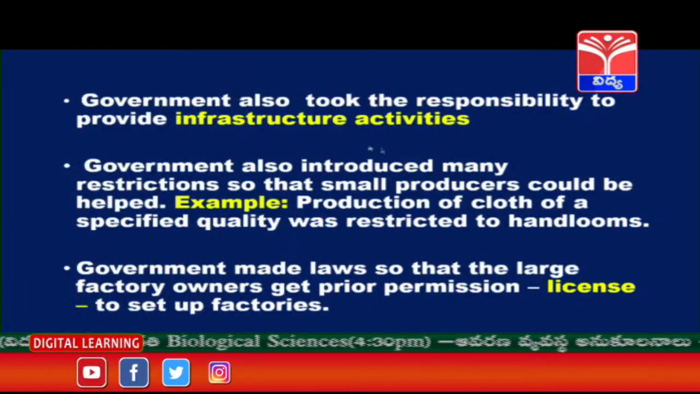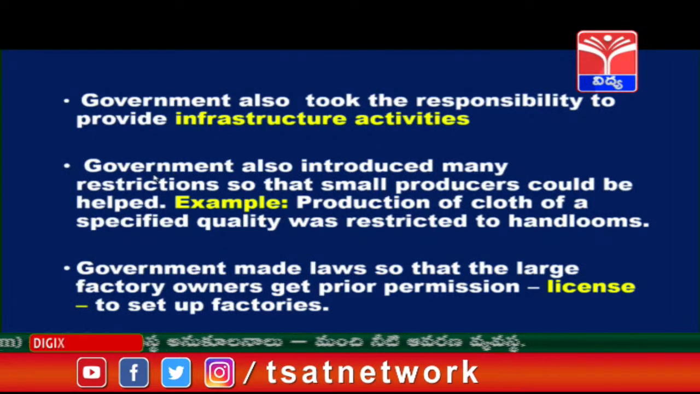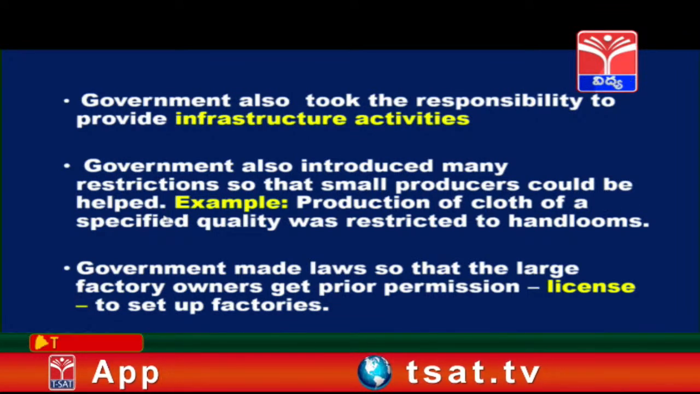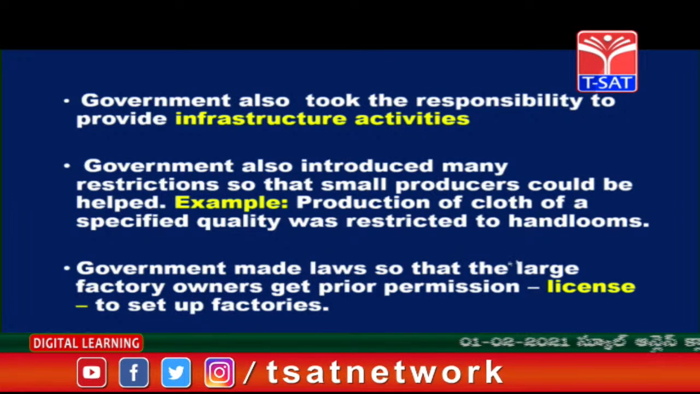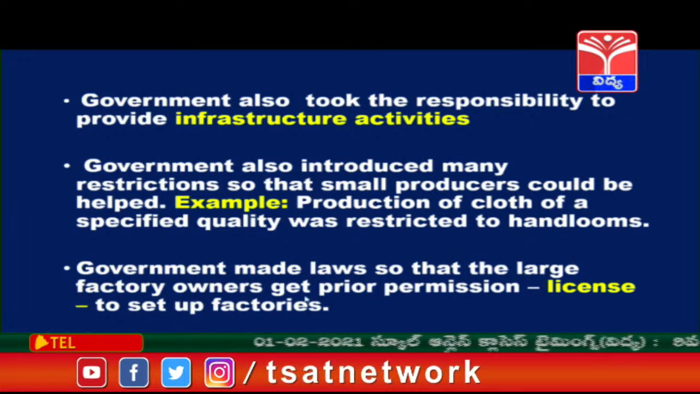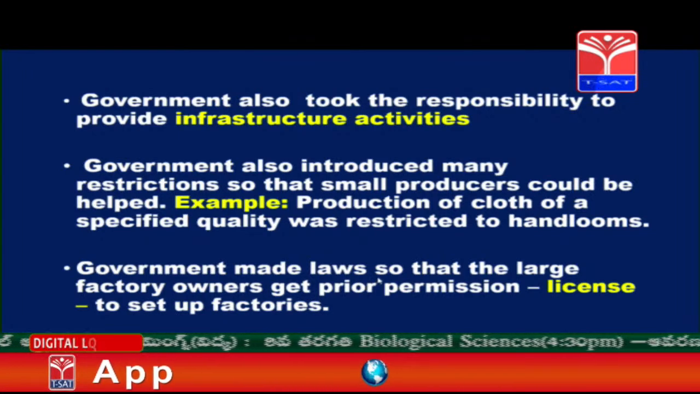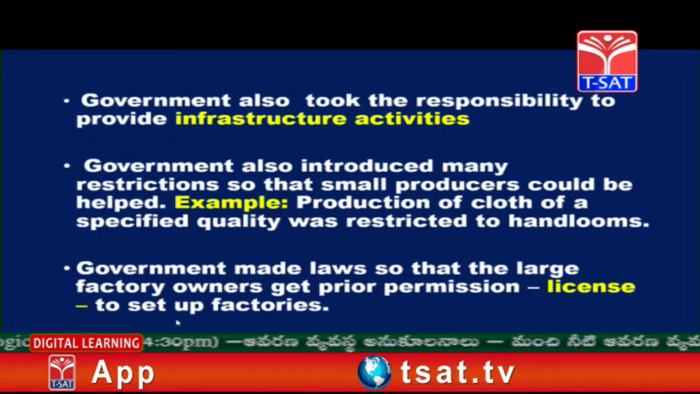Government also took responsibility to provide infrastructure facilities. Government also introduced many restrictions so that small producers could be helped. For example, production of cloth of a specified quality was restricted to handlooms. Government also made laws so that large factory owners have to take prior permission, that is, a compulsory license from the government to set up the factories.